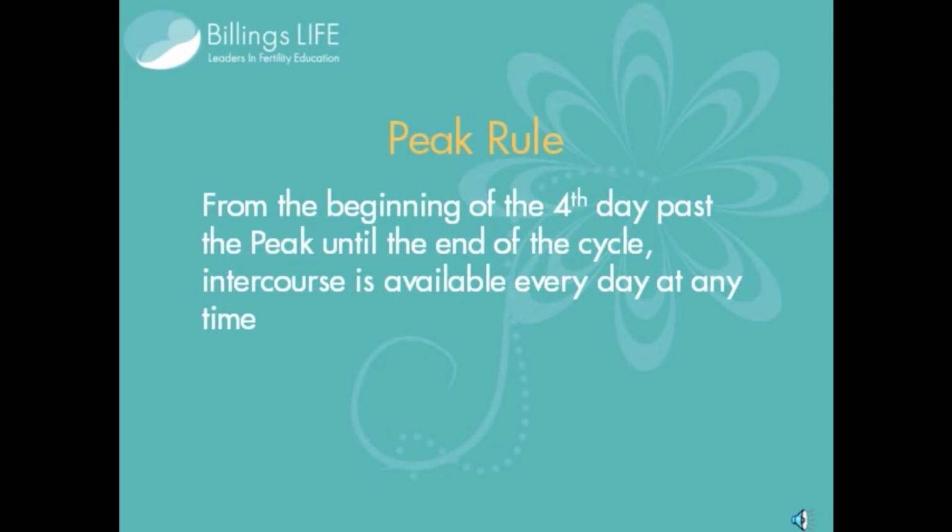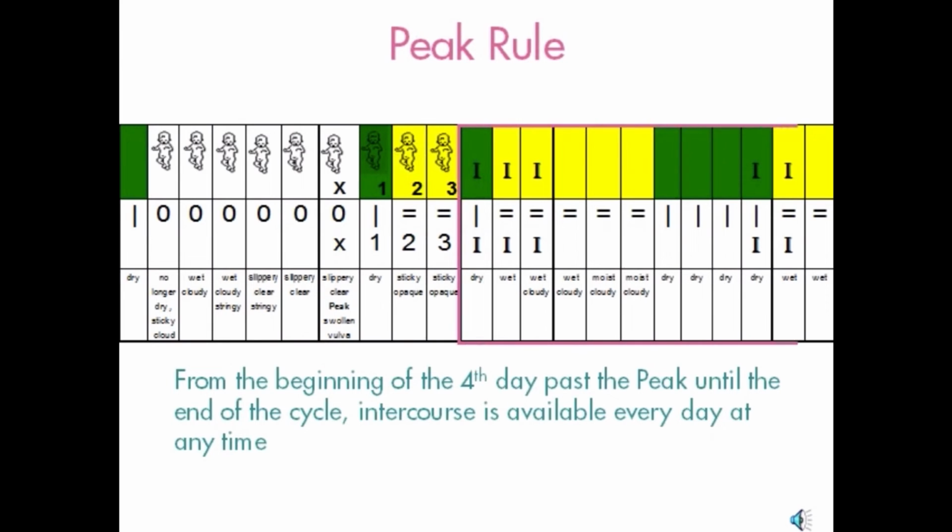The peak rule. From the beginning of the 4th day past the peak until the end of the cycle, intercourse is available every day at any time. If the intention is to avoid pregnancy, this allows time for the egg to have been released and to have died before intercourse is resumed. Ovulation will not occur again until the next cycle.